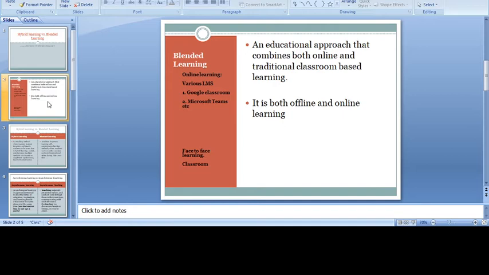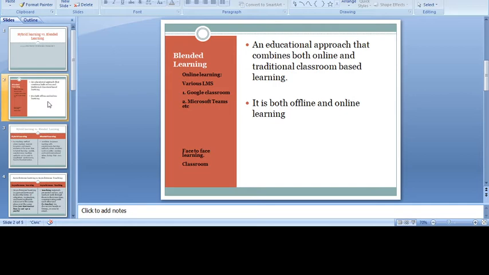So let's see what blended learning and hybrid learning are. You can see here that blended learning is simply both offline and online learning. This is an educational approach that combines these two teaching strategies. One is inside the classroom, which is face-to-face, on campus, where a teacher conducts the classroom.